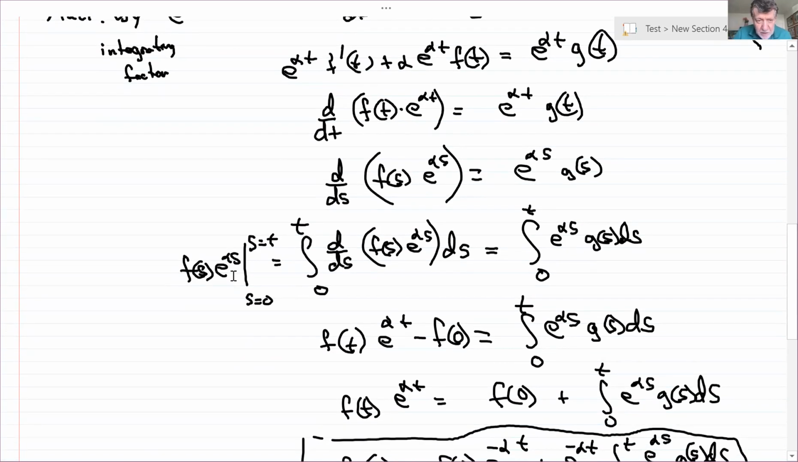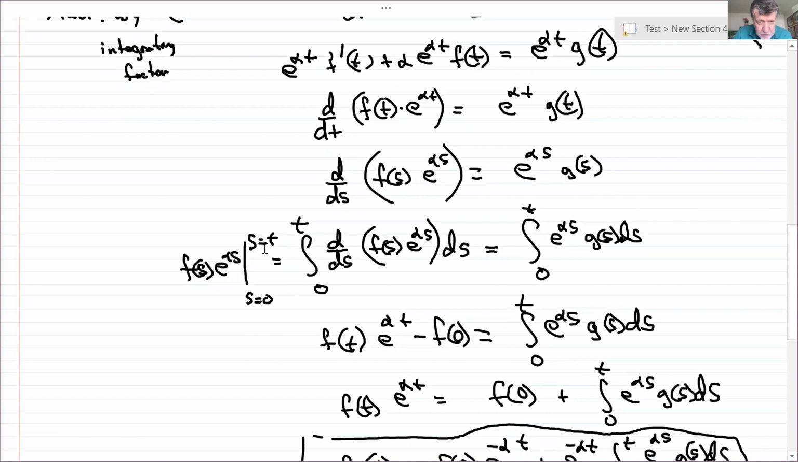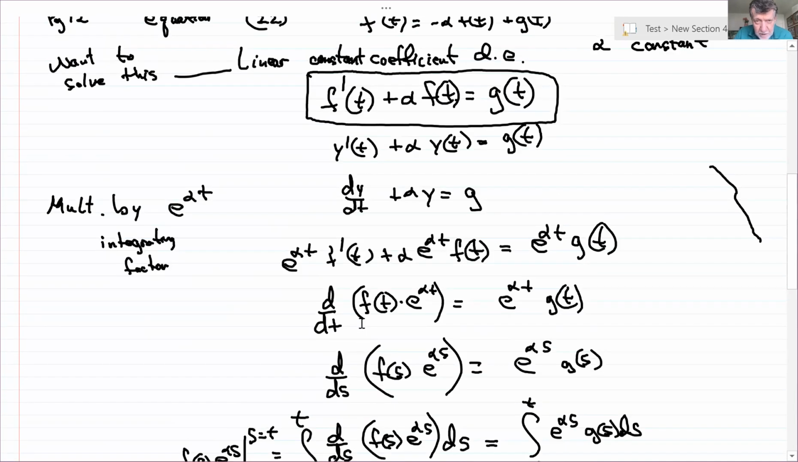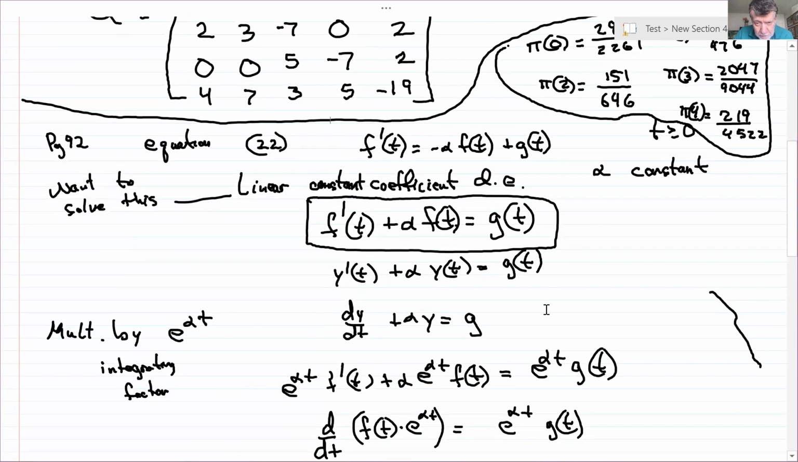Okay, we can evaluate the left side of the equation. When you put s equal to t, you get f of t e to the alpha t. And then you got to subtract off what you get when you put s equal to 0. But when you put s equal to 0, you get e to the 0, which is 1. And you get f of 0. So you're just subtracting off f of 0. And the right side doesn't change because, as I already said, you can't integrate it because you don't know what g is. G is some function. But now you have an equation that involves f. And that's what you're trying to find. You're trying to find the function that makes this equation work.